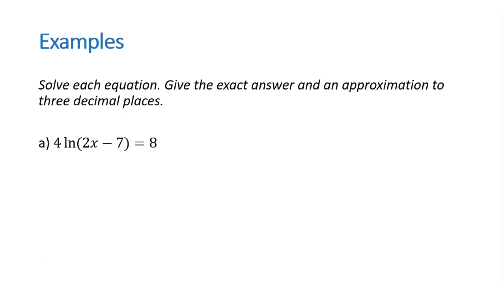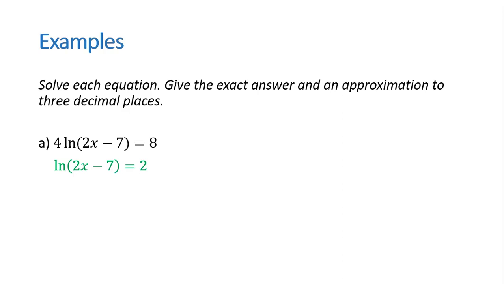So I only have one logarithm in this problem. There's not going to be any setting them equal and dropping off the logs. That's not an option. So I need to isolate this logarithm before I do anything else. I need to divide out the 4 out front. So I have natural log of 2x minus 7 is equal to 2.